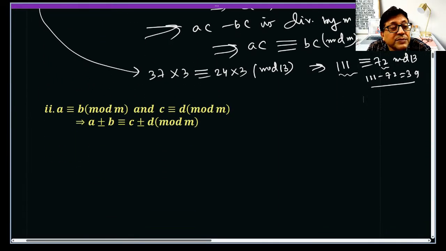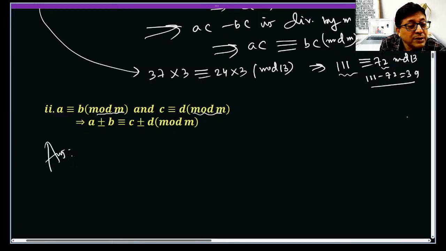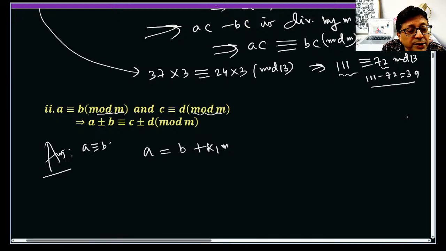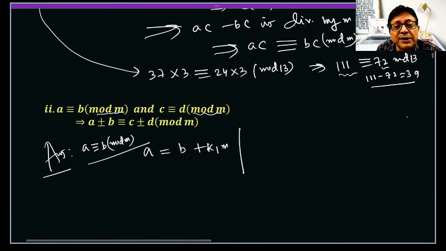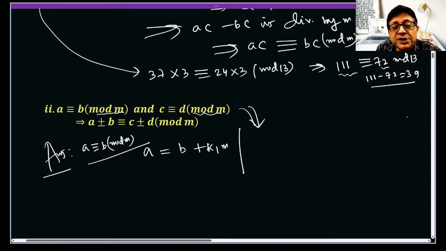Let us go for this. A congruent with B mod M, C congruent with D mod M. You have noticed that the same modulo is there. Then we can add two congruencies. How? A equal to B plus K1 into M. You can write this. We have seen this also. A congruent with B mod M, A can be written as B plus K1 into M. Similarly, C congruent with D mod M, you can write D plus K2 M.